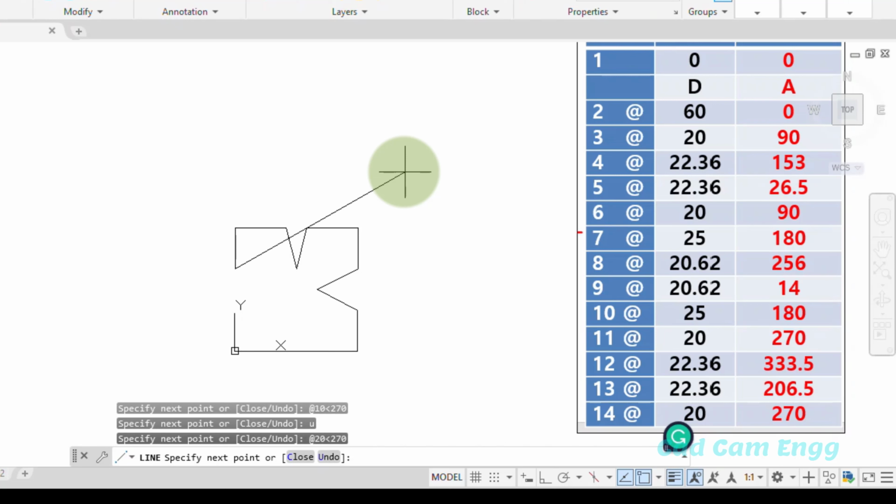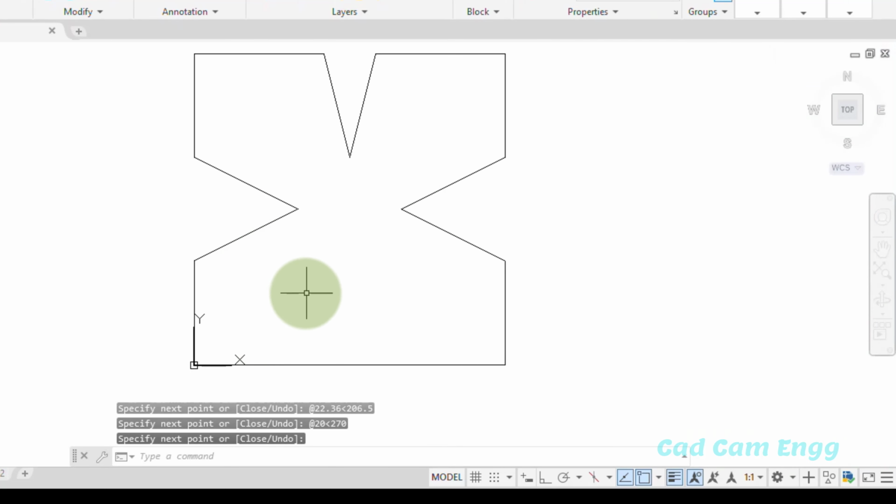So next, point number 12, @22.36 less than 333.5. See the angle, see the line. Okay, this is correct. Again, @22.36 less than symbol, now the value is 206.5. Okay, so last one, @20 less than symbol 270, enter, and again at last we give another enter. Now the command is over. So see, this is our drawing.